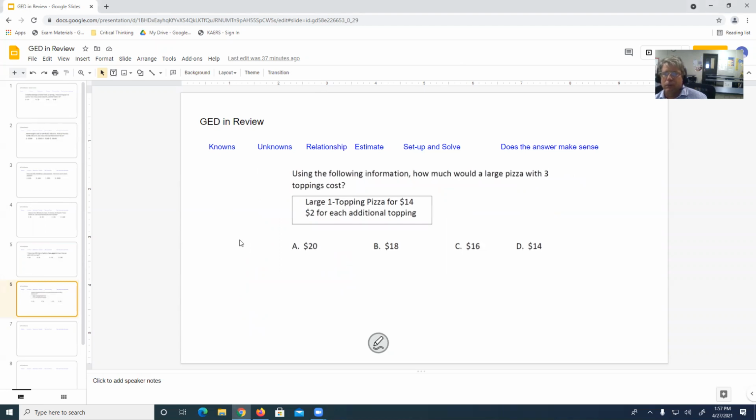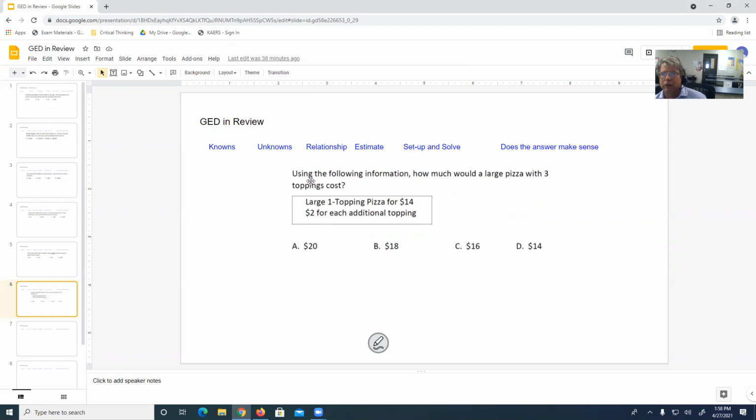So this next one. Use the following information. How much would a large pizza with 3 toppings cost? So we've got this information here. A large 1 topping pizza is $14, and then it's $2 for each additional topping. So again, I want 3 toppings. That's the known, the 3 toppings. Well, it's also known that a large 1 topping pizza already costs 14. And again, there's already 1 topping on the pizza. And I just need 2 more toppings.